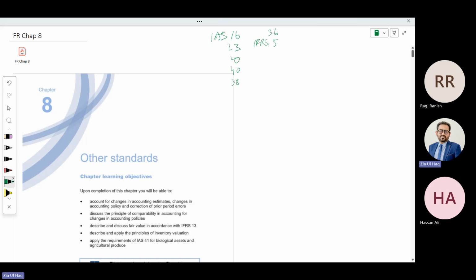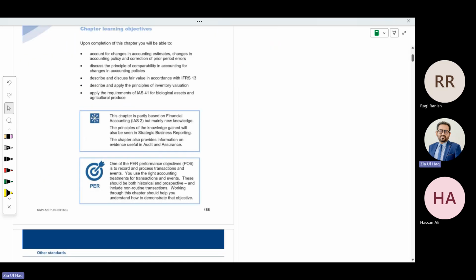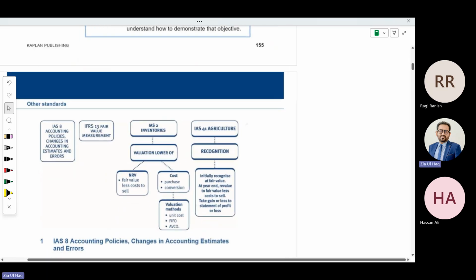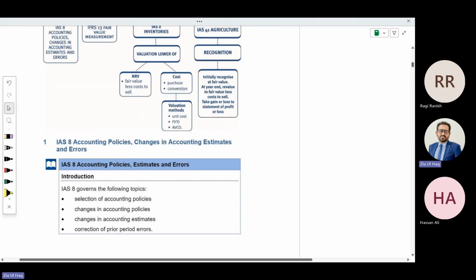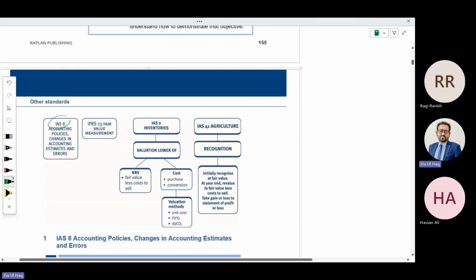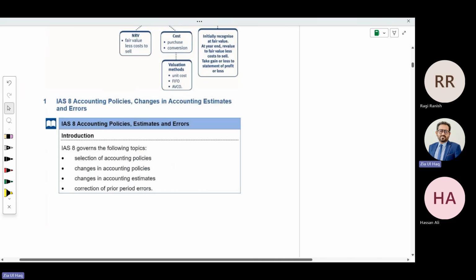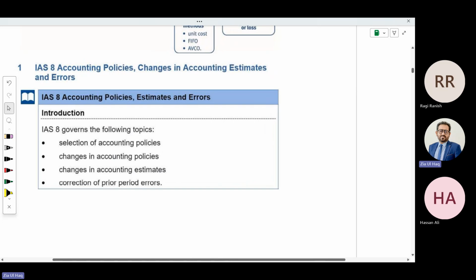Chapter 8, the name is other standards, meaning in this chapter we will study more accounting standards. In fact, 4 accounting standards in this chapter. We'll study IAS 8, IFRS 13, IAS 2, and IAS 41. So the first standard is IAS 8.